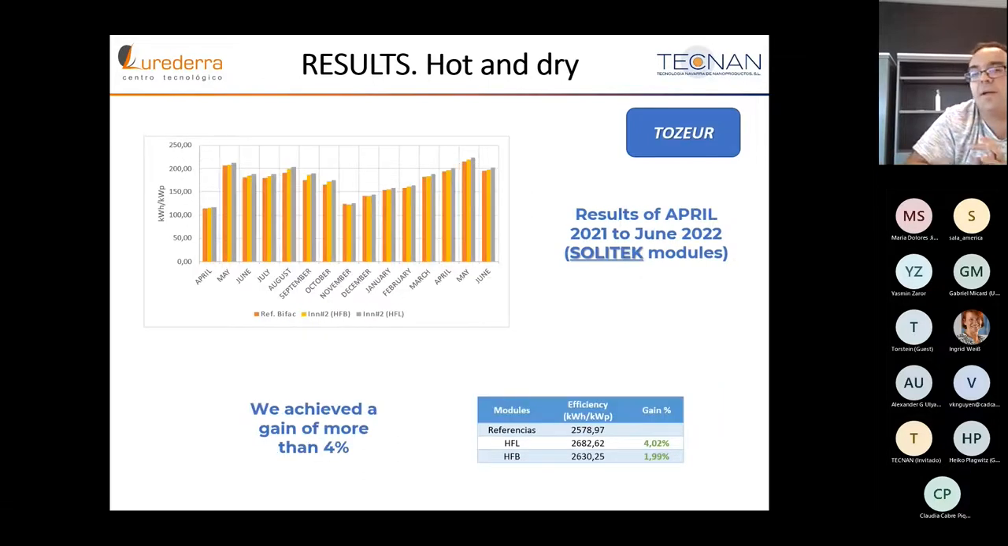And lastly, if we compare the results of hot and dry weather in Tozeur, we can see in the Solitech module a gain of more than 4% in the case of the hydrophilic nanocoating. This is related to the fact that in this weather the quantity of dust in the atmosphere is probably higher, and it is probably the reason for the difference in performance between the hydrophilic and hydrophobic nanocoating, because the first one is more efficient in fighting the dust.